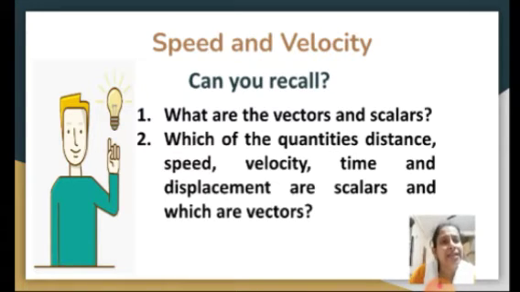So again I'll repeat, a vector quantity has magnitude and direction. A scalar quantity only has magnitude, no direction. So distance and time are scalar quantities. Displacement is a vector quantity. Let's now learn about speed and velocity and find out whether they are vector or scalar quantities.